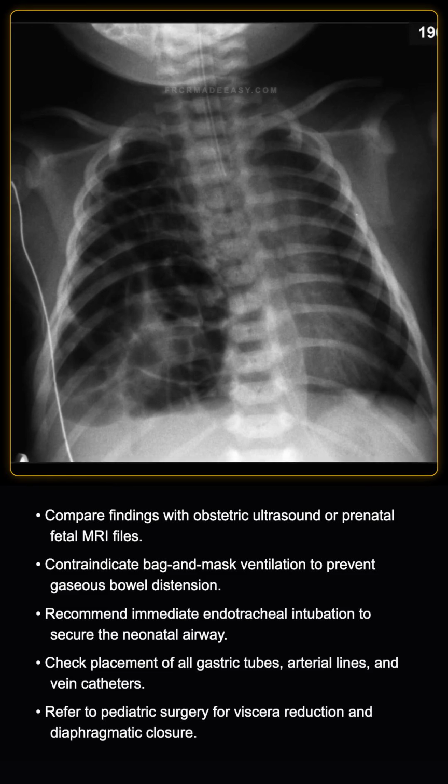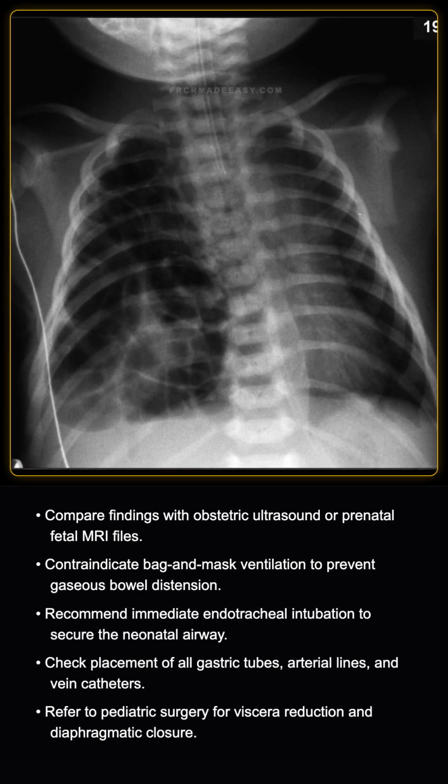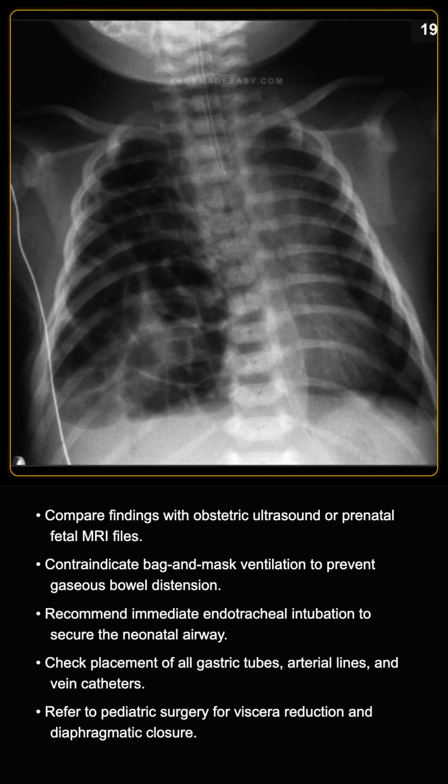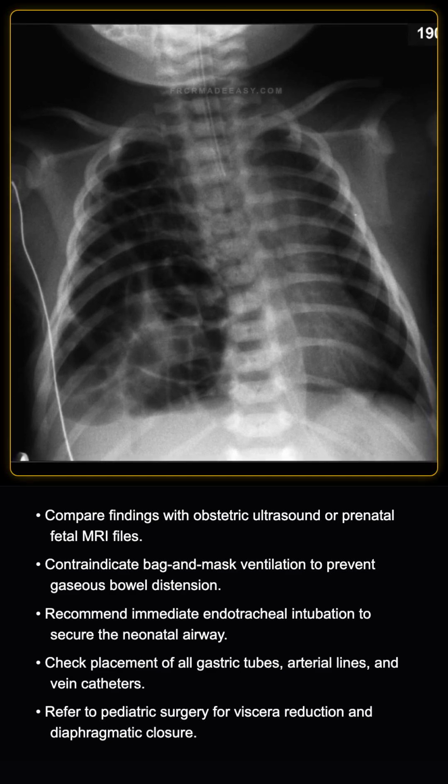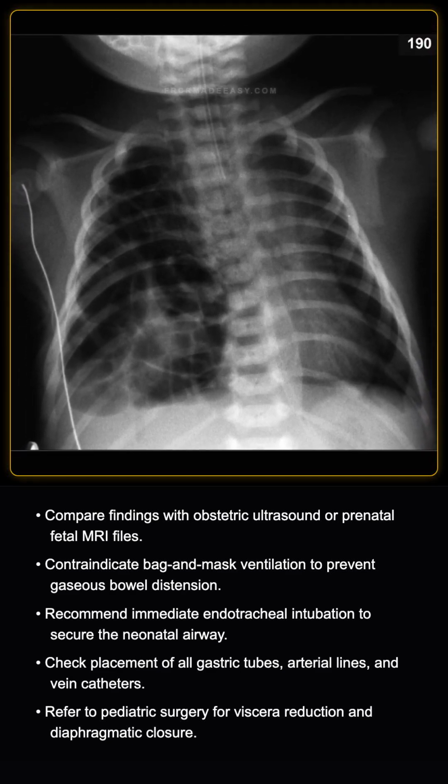Formal endotracheal intubation should be performed immediately. I would recommend evaluating for catheter and line placements. Finally, I would document the findings, evaluate the degree of contralateral lung compression, and refer the patient to pediatric surgery for surgical reduction and diaphragmatic repair.